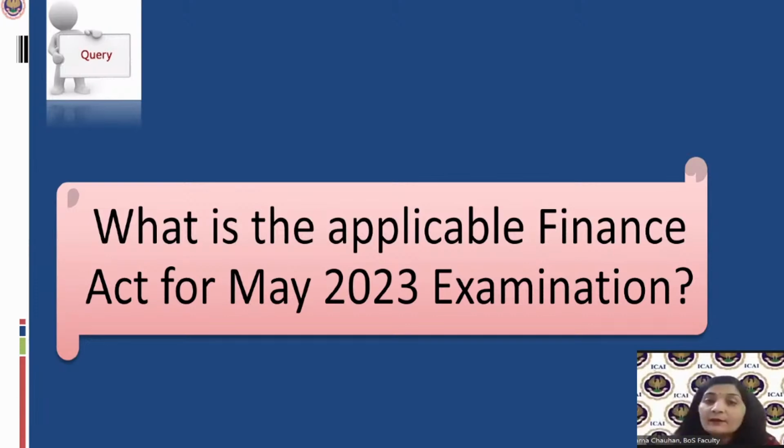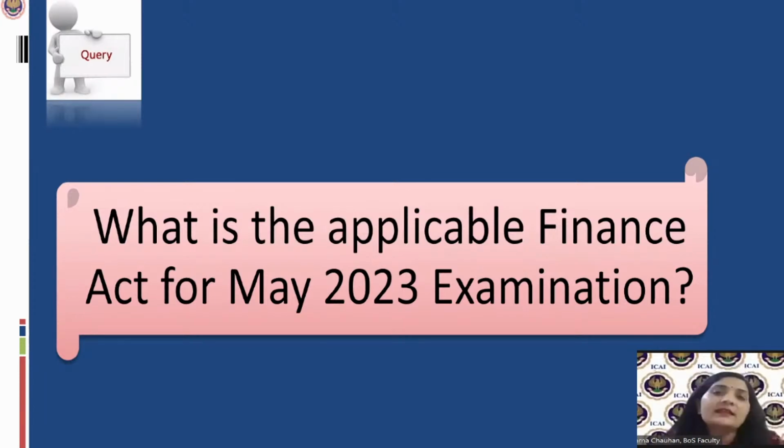Then, this Income Tax Act for May 23. Why is this question here? For May 23, which Finance Act is relevant for you? You must be knowing that you are going to appear in May 23 exams, or let's say November 23 exams also, the same Finance Act is relevant for both examinations, that is for May 23 and November 23.